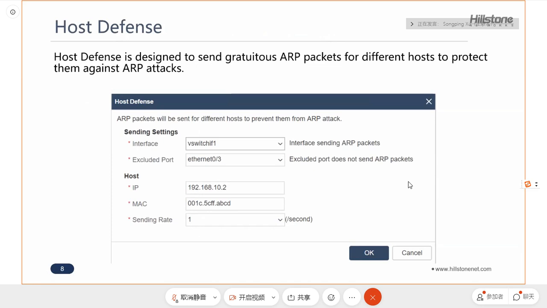The host defense function is used to send gratuitous ARP packets for different hosts. In this case, we can protect against ARP attacks. As you can see here, it's also supported at the virtual switch interface. And you can add the host IP and MAC address to send the ARP packets for different hosts.